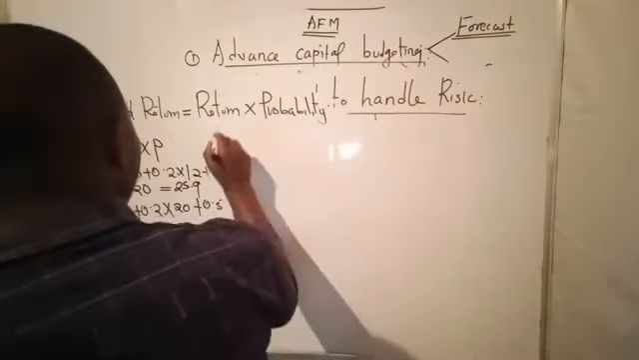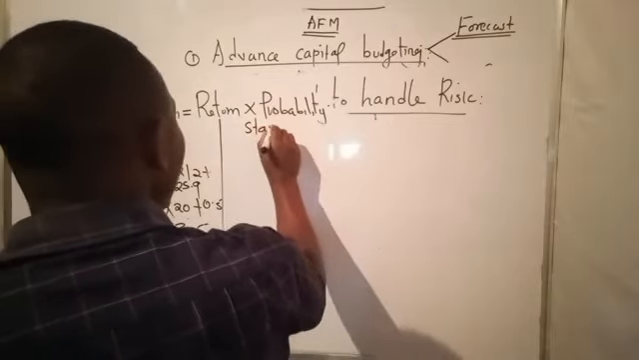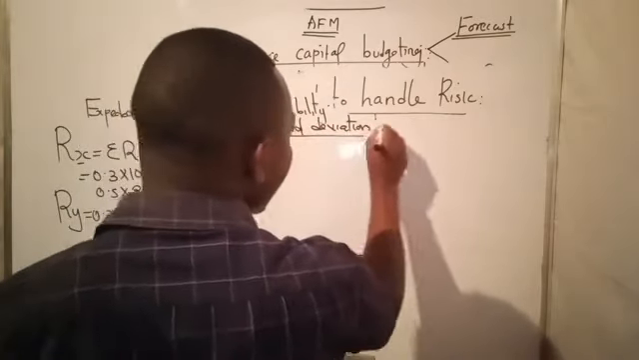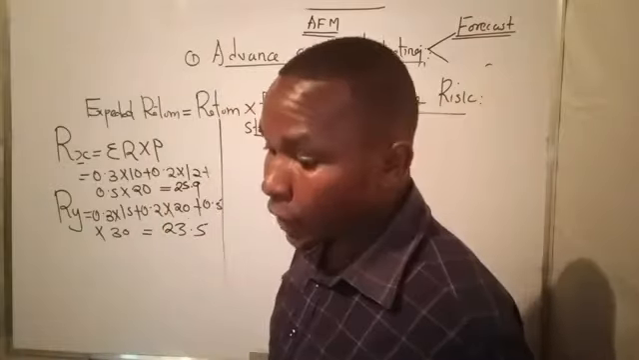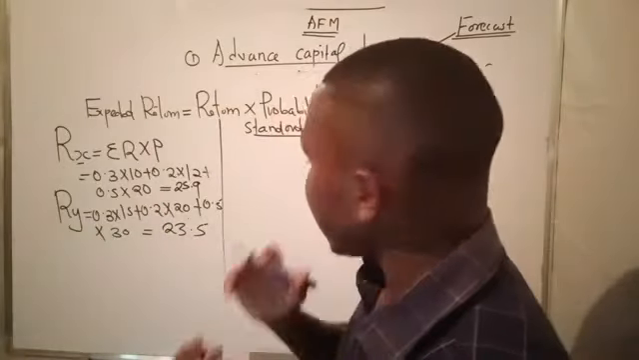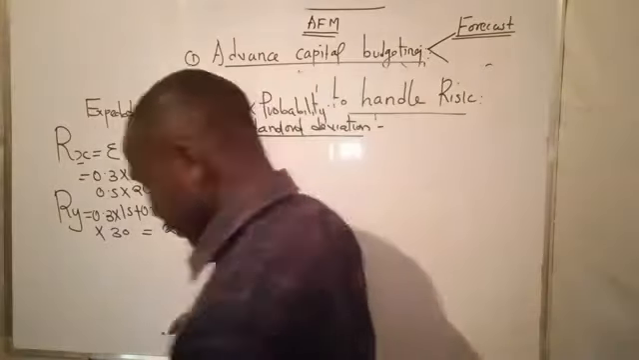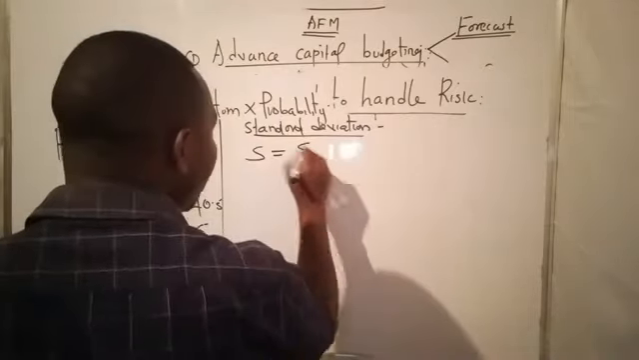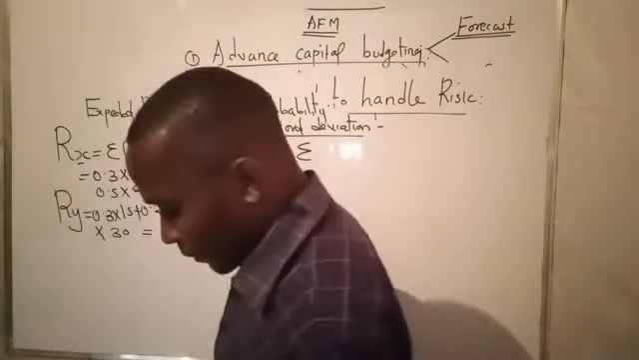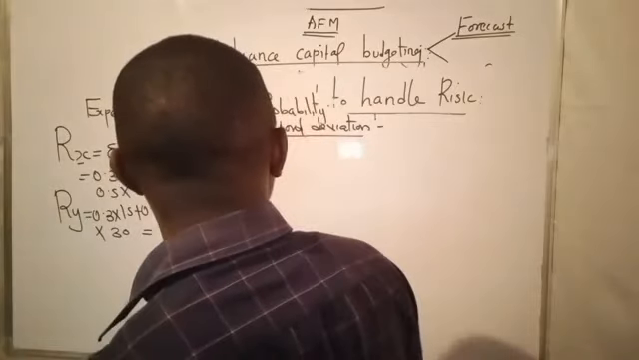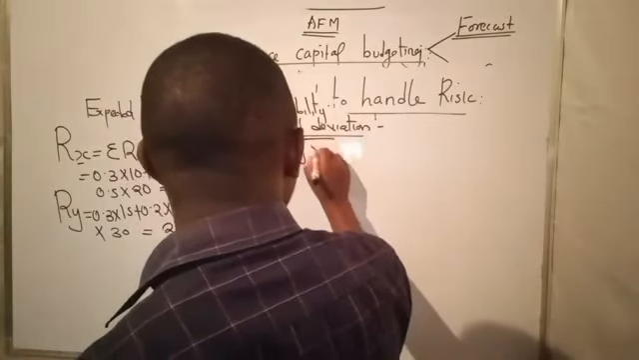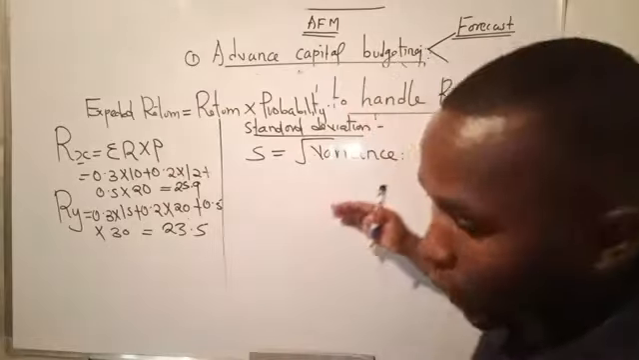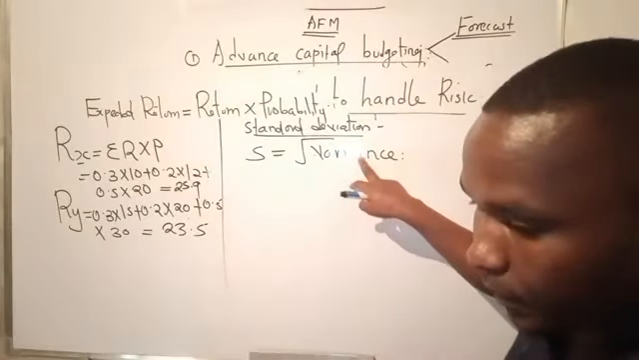So Roman 2, tumeulizwa standard deviation. Na tumejua standard deviation tunameasure absolute risk. So we need to get the formula of getting the standard deviation. Hii ulifanya kwa QA but najua umesahau. So how do you get the standard deviation? Before I write the formula, in simple terms, standard deviation equals root of what? Variance. Standard deviation is the square root of variance.